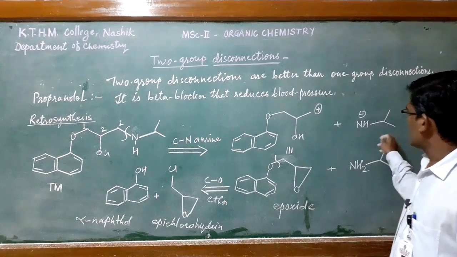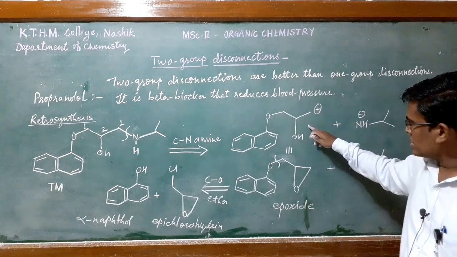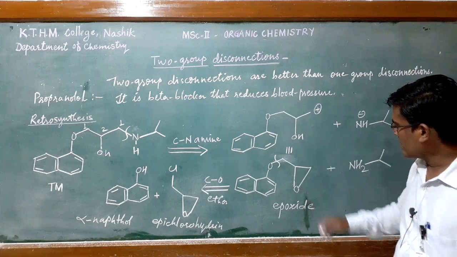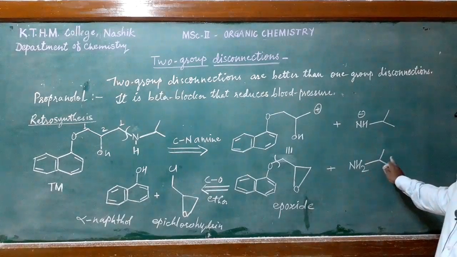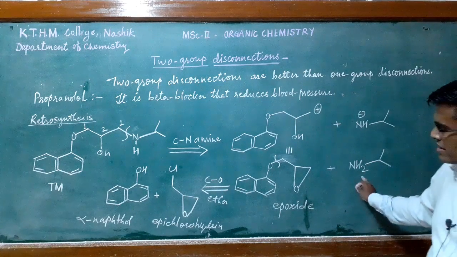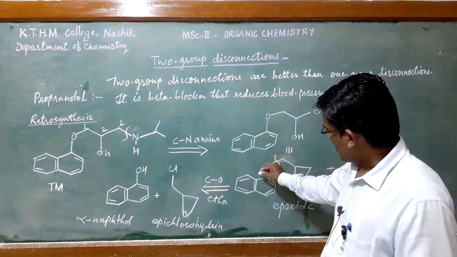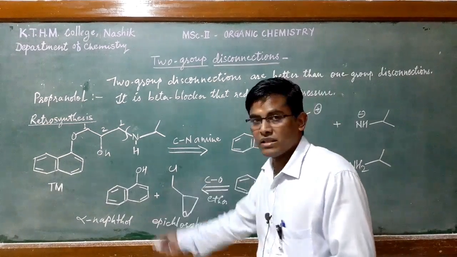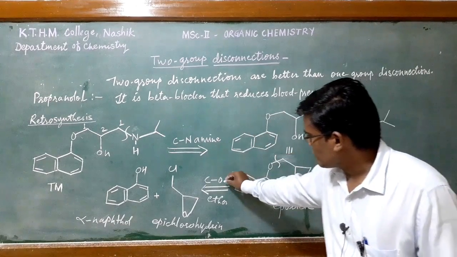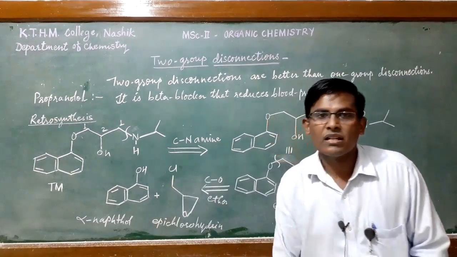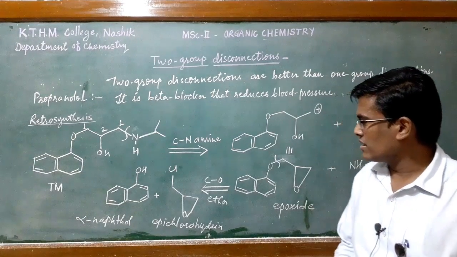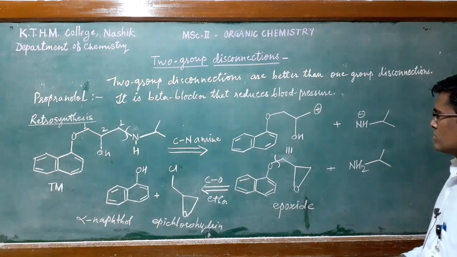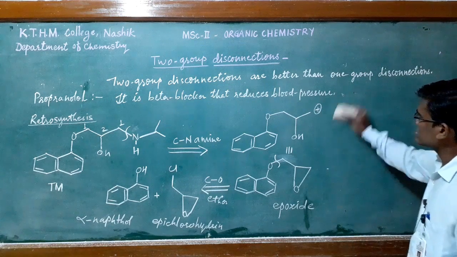So, we got these two fragments, and this fragment can be translated to its corresponding epoxide, and this is isopropylamine. Okay. Again, this molecule can be disconnected further. So, we have disconnected this CO bond to get these readily accessible starting materials, that is alpha naphthol and epichlorohydrin. Okay. So, let us see its forward synthesis.